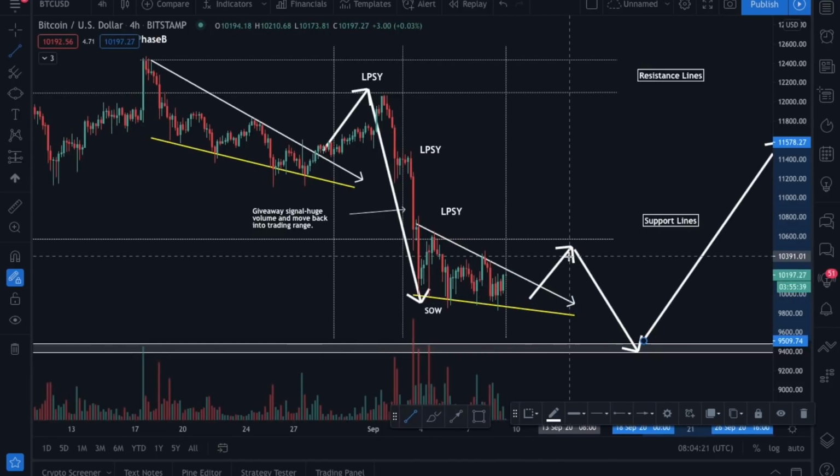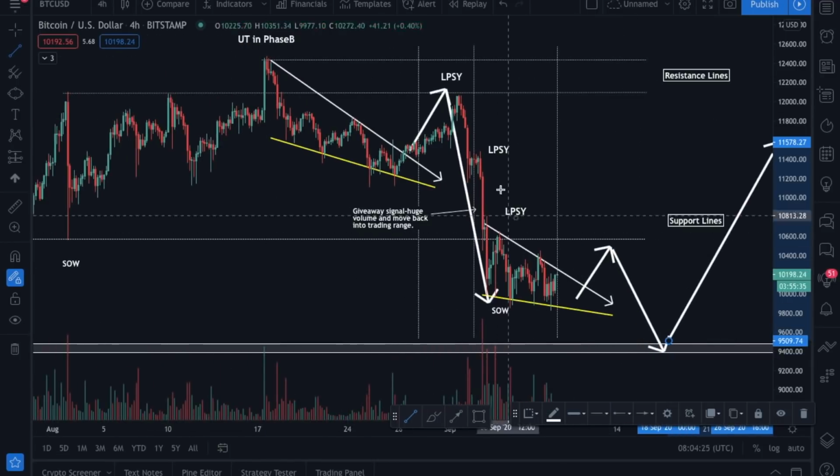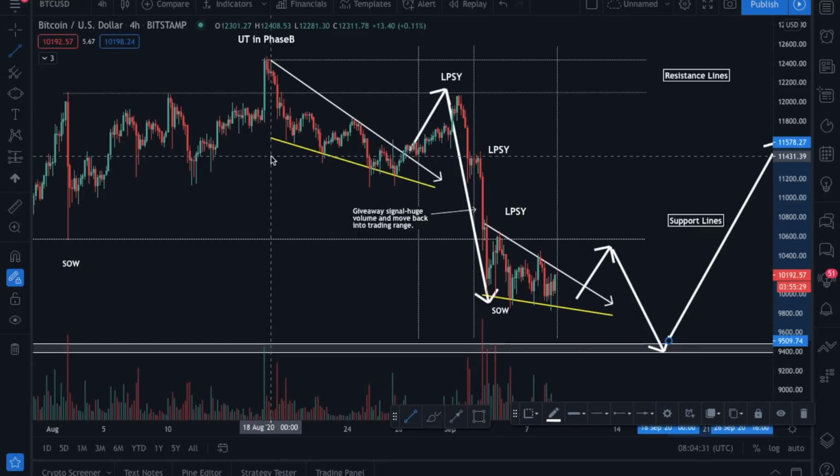But if there is a possibility for price to get a pullback to the downside to complete this Wyckoff distribution phase, is there any other analysis that can actually give us some more confirmation? I will show you another scenario, guys.